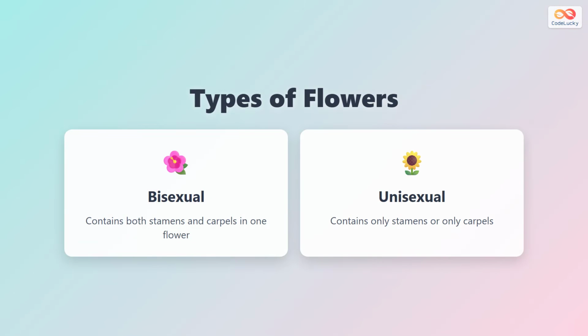Flowers can be classified into two main types based on their reproductive structures. Bisexual flowers, also called perfect flowers, contain both stamens and carpels within a single flower. Examples include roses and hibiscus. Unisexual flowers, also called imperfect flowers, contain only stamens or only carpels, but not both. These flowers are either male or female. Examples include papaya and cucumber flowers.